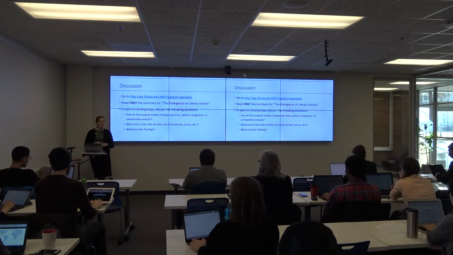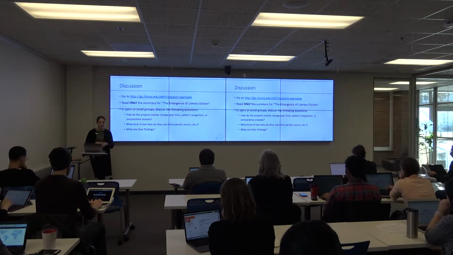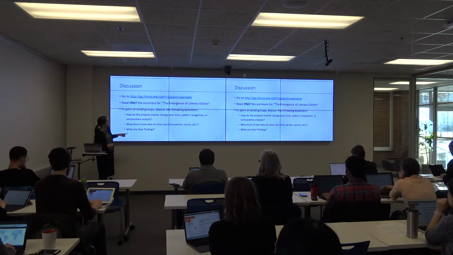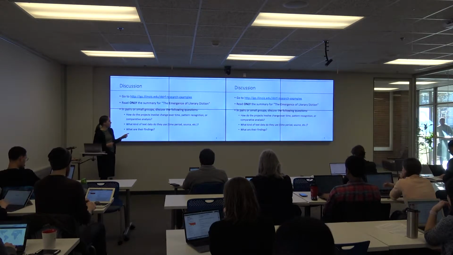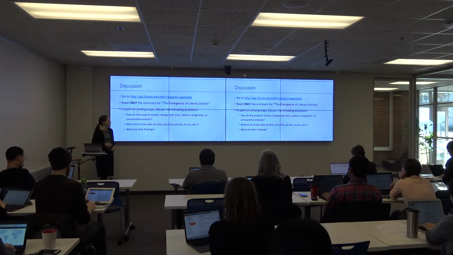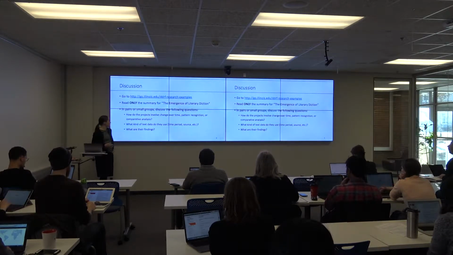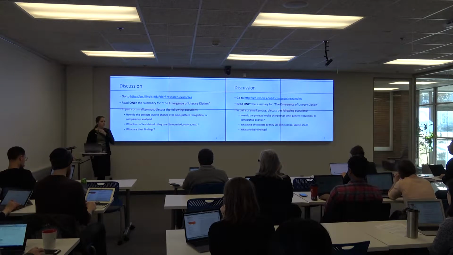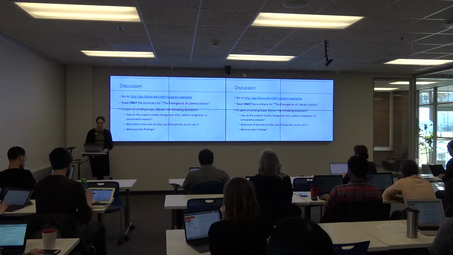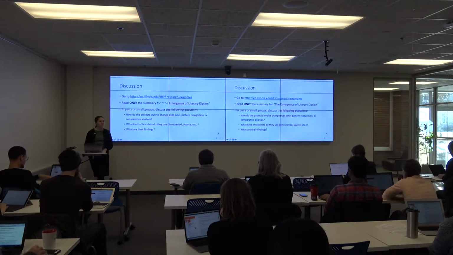And then in pairs or small groups, so the person sitting next to you, the person sitting behind you, talk about these questions. How do the projects involve change over time, pattern recognition, or comparative analysis? What kind of text data did they use? What time period does it represent? What was the source? And then what were their findings? Again, don't read all three of the research examples, but it should be the last one, which is the emergence of literary diction. So spend maybe 5 minutes doing that, and then we'll have a brief discussion.